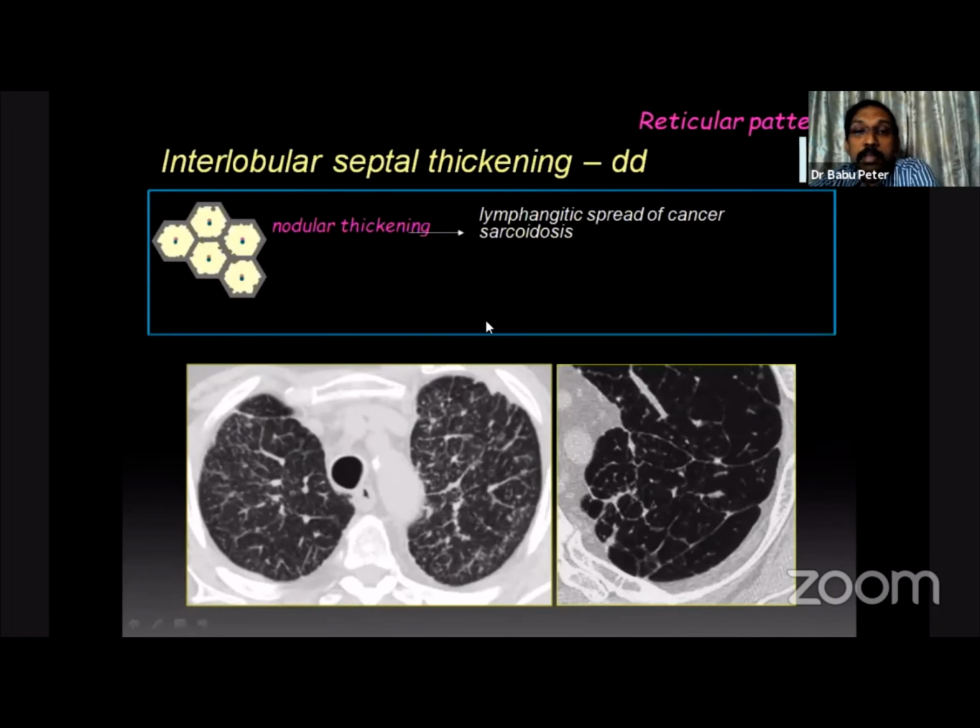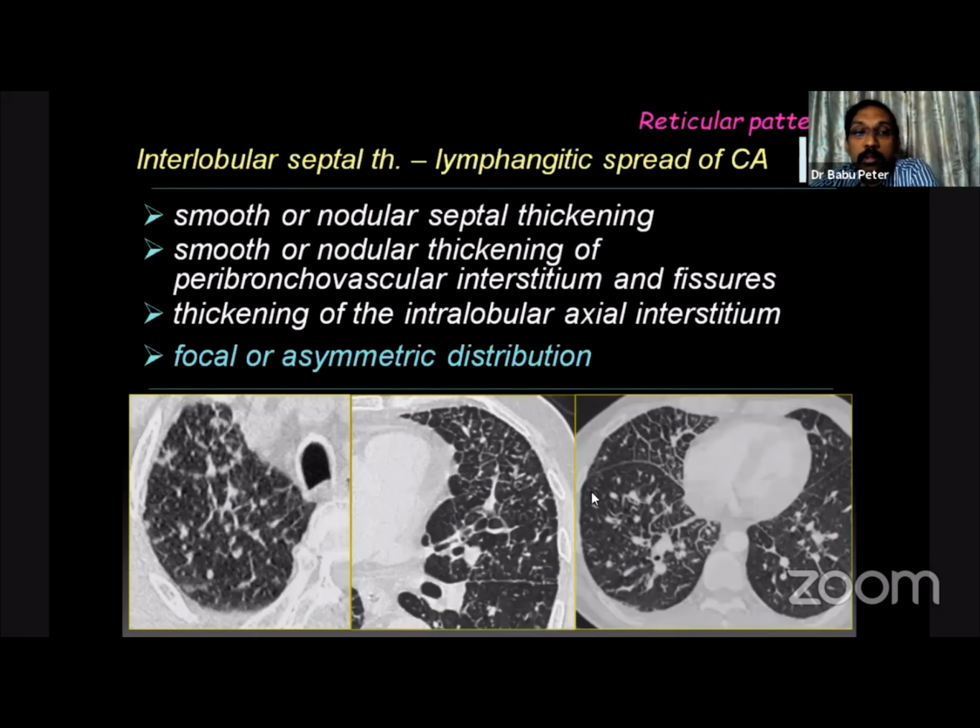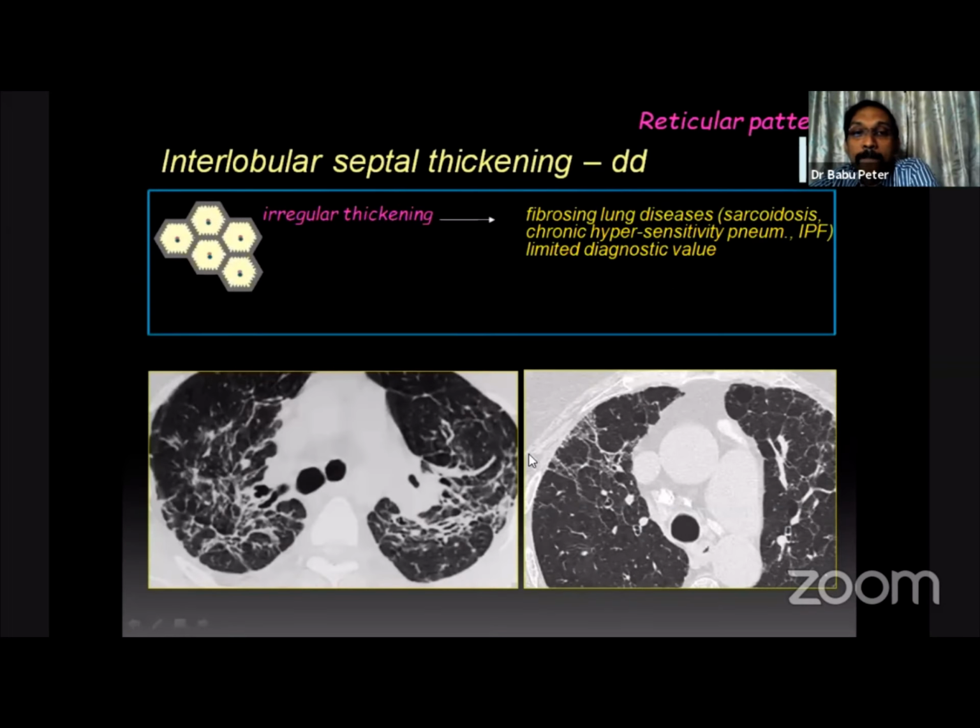The nodular thickening may be seen with the lymphatic spread of carcinoma, or it can be seen with sarcoidosis. So in lymphangitic carcinomatosis, the thickening could be smooth or nodular. They may be found having either a focal or an asymmetric distribution. So there is a thickening of both the interlobular and intralobular axial interstitium in case of lymphangitic carcinomatosis.